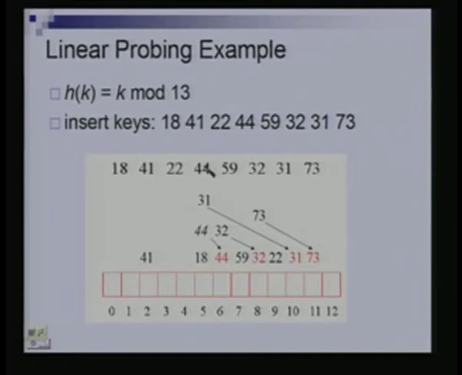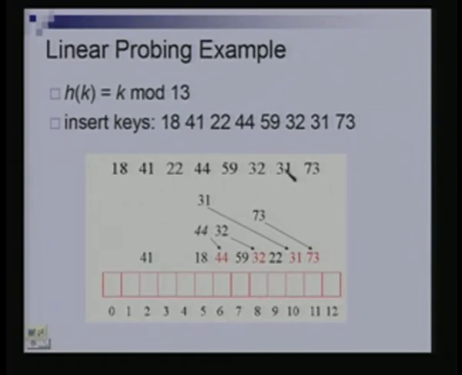44, 44 mod 13 is 5. So we want to put 44 at this location, but this location is already occupied by 18. So 44 will now search for the next location. This location is empty, so we put 44 here. 59, 59 mod 13 is 7. We come to this location, it was empty, so we put 59 here. 32, 32 mod 13 is 6, and 44 is sitting at 6. So we go to the next location, 59 is sitting at this location. So we go to the next location, which is empty still, and so we put 32 here.